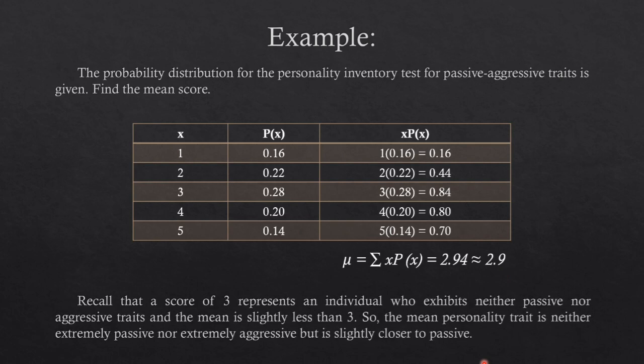Recall that a score of 3 represents an individual who exhibits neither passive nor aggressive traits, and the mean is slightly less than 3. So the mean personality trait is neither extremely passive nor extremely aggressive, but is slightly closer to passive.